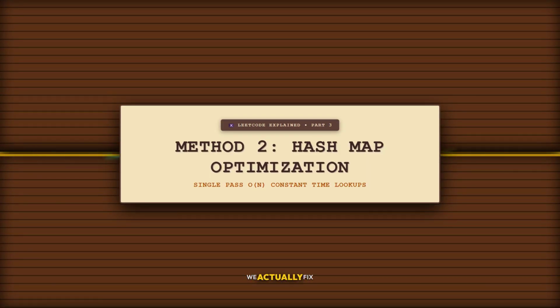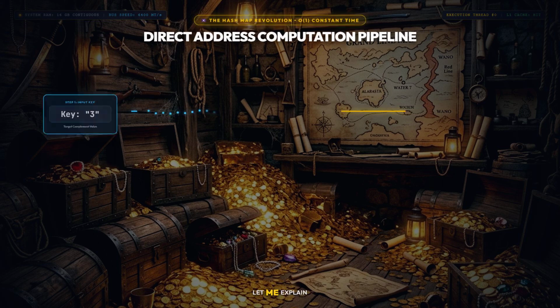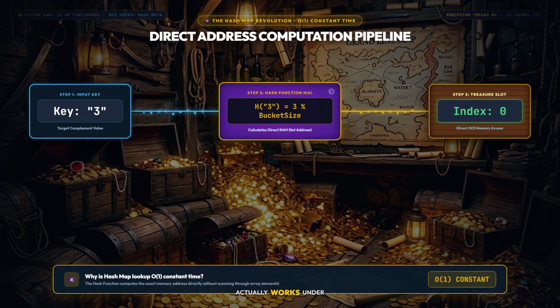Okay, so before we actually fix this bottleneck, let me explain how a hash map actually works under the hood. A hash map, which is a dictionary in Python, allows you to map keys to values for instant lookup. But how does it actually do that? Well, you take your input key and you pass it through a hash function, which is basically just a mathematical operation. It's often done using a prime number to calculate an exact location index in memory.